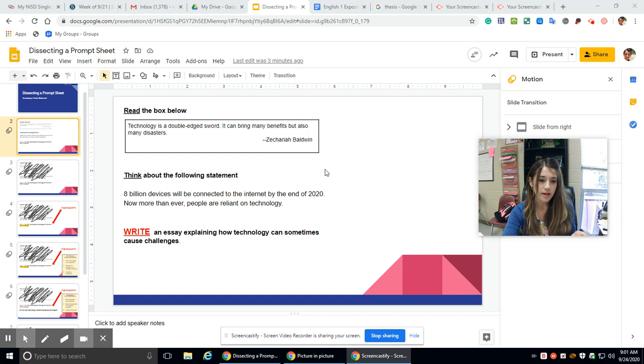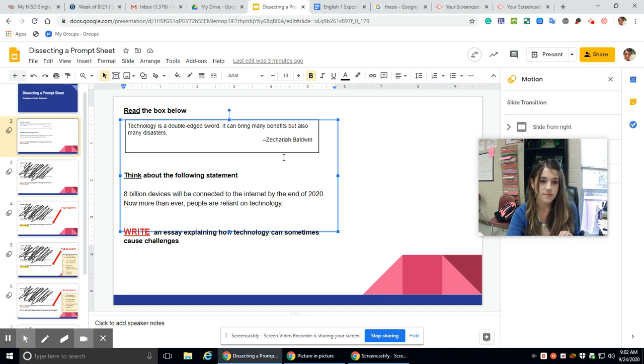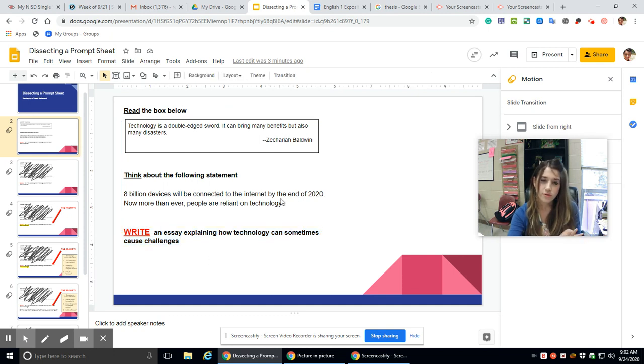What you see in front of you right now is a typical prompt sheet. You probably have seen something similar to this on your district benchmarks, on your STAR tests, and maybe even in class. These prompt sheets are always divided into three parts. The first part is the read part. They will give you something like a quote in a box, and they will ask you to read it. Then they will give you another quote, and they'll ask you to think about it. And then they finally will get to the write statement, where it asks you to write an essay, and it tells you what to write about. Let's go through this briefly together.